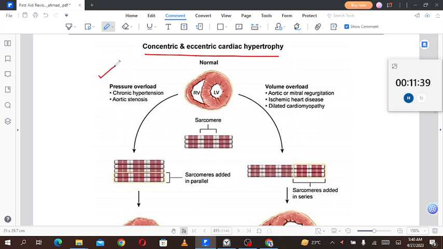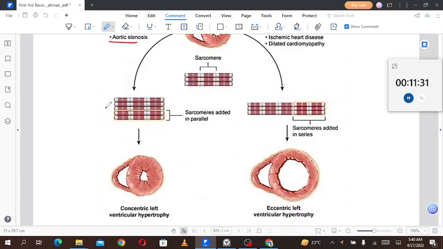If we have pressure overload, for example, in the case of hypertension or aortic stenosis, as depicted over here, there will be sarcomere addition in parallel. Suppose that this was our initial sarcomeric width or thickness, so the sarcomeres are added in parallel, and ultimately we have a thickened ventricular wall.